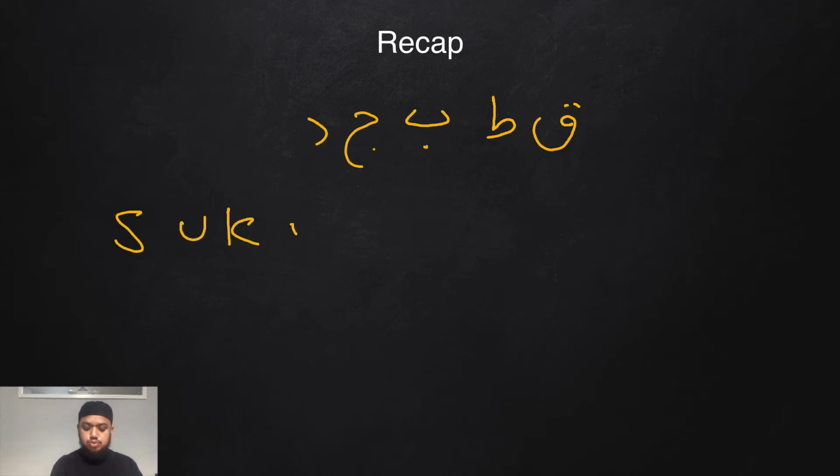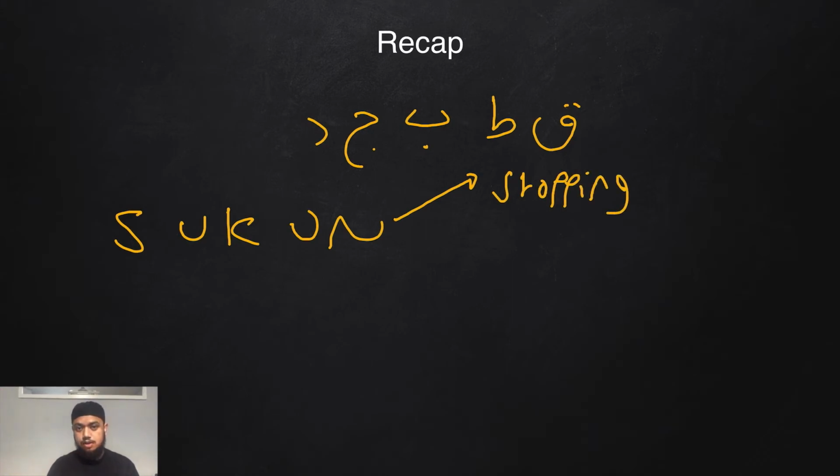So to recap, whenever one of the 5 Qalqalah letters, Qaf, Ta, Ba, Jim or Dal, have a sukoon on them, either due to stopping on a letter and making it sakin because we've stopped on it, or because it already has a sukoon on it.